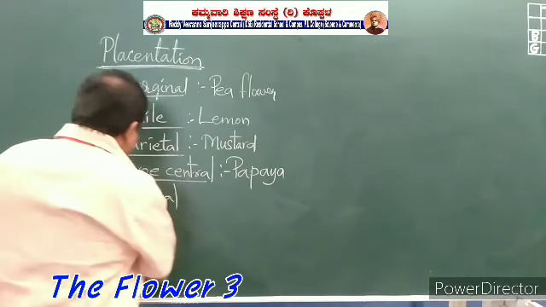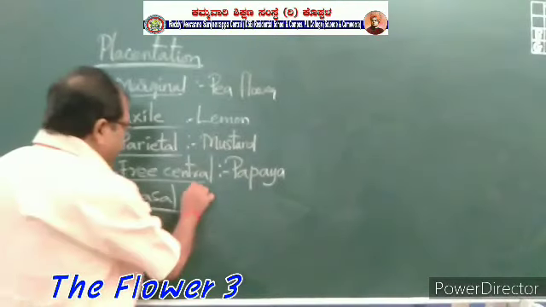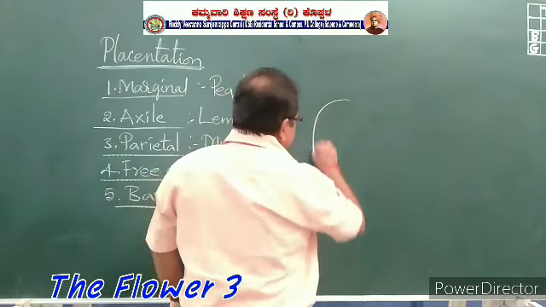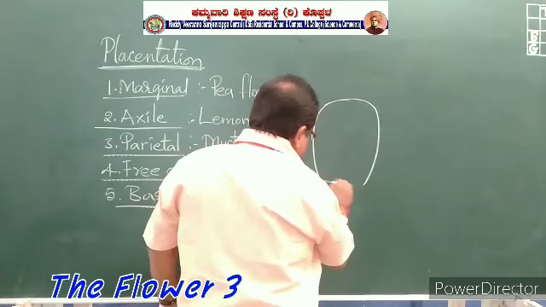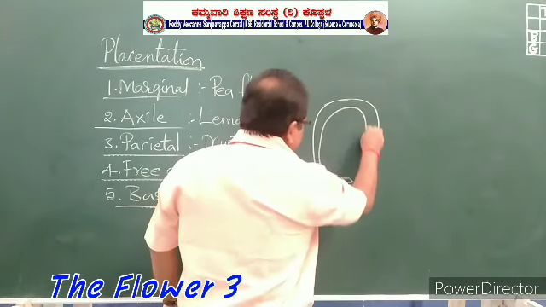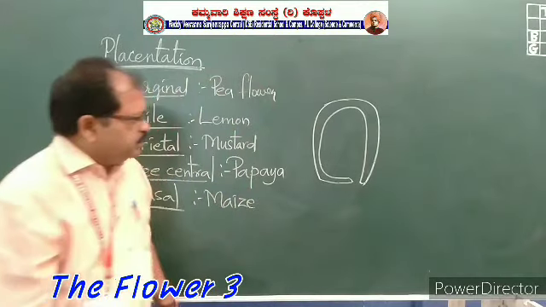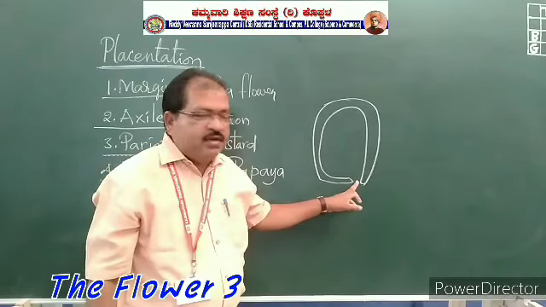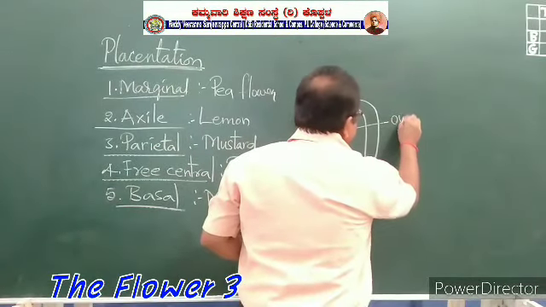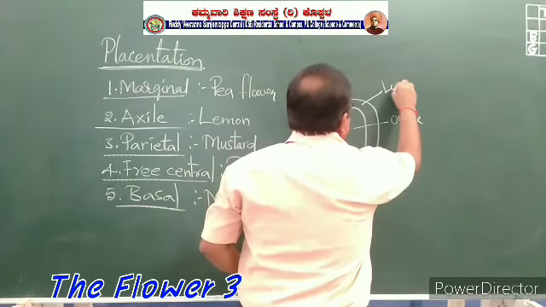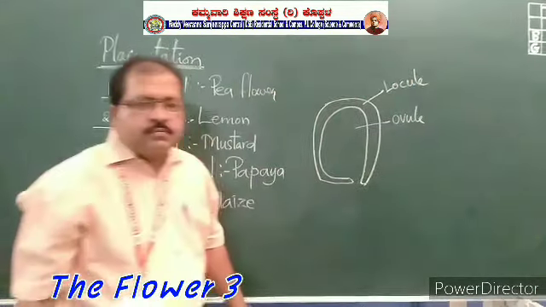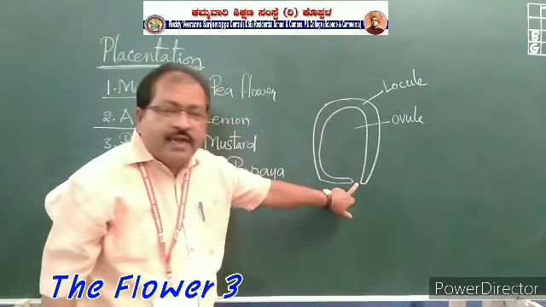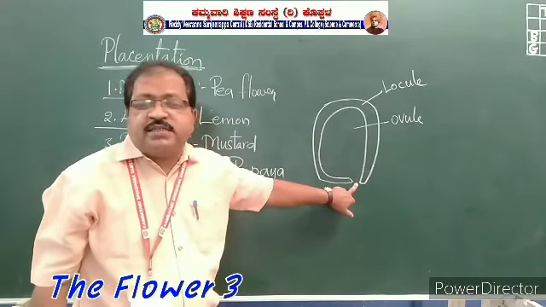And the next one is basal placentation, the example is maize. If you take the ovary, it will be like this, and only one single ovule will be present, attached at the base of the ovary. This is the ovule and this is the locule. So this ovule is attached to the locule at the base. That's why it is called basal placentation.